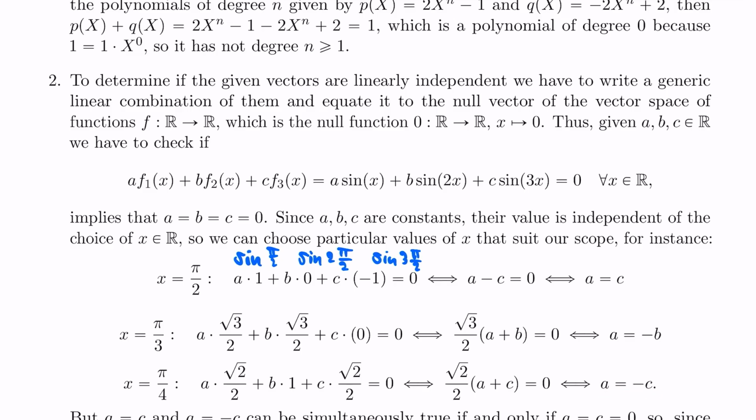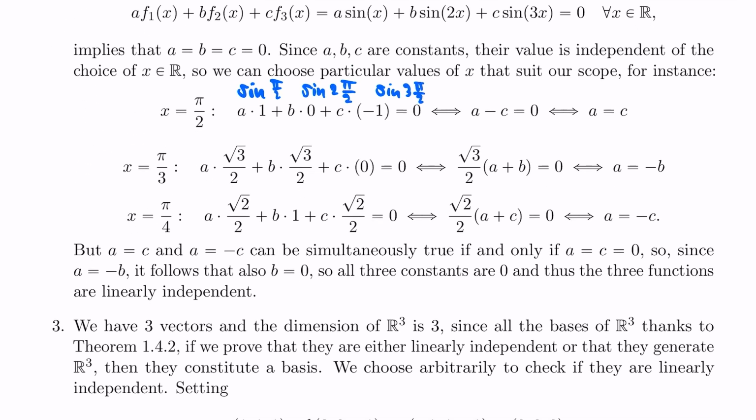This is very good news for us because A can be simultaneously equal to C and minus C if and only if A and C are zero. Plus, since we have A equals minus B, we have that minus B is zero, that is, B is zero. Hence, all three coefficients are zero, and so the three functions f1, f2, and f3 are linearly independent. Be aware of the fact that the technique that I just used constitutes a canonical strategy to check if functions are linearly independent or not.